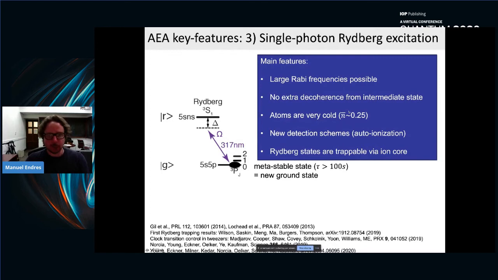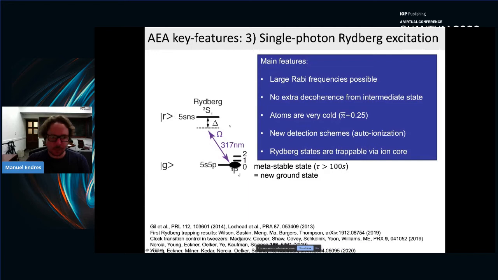We have a new detection scheme. So in the following data that I will show, we detect this Rydberg state with an autoionization scheme. I don't have enough time to explain it, but just believe me, it's extremely high detection fidelity. That's actually quite a bit higher than the original schemes used in alkali atoms. And the Rydberg states can, in principle, also be trapped via the ion core.